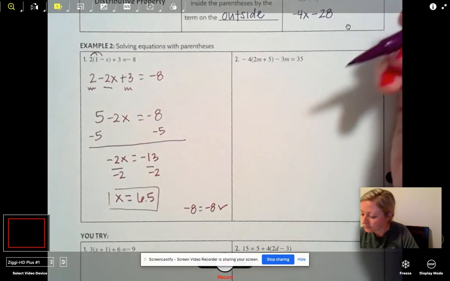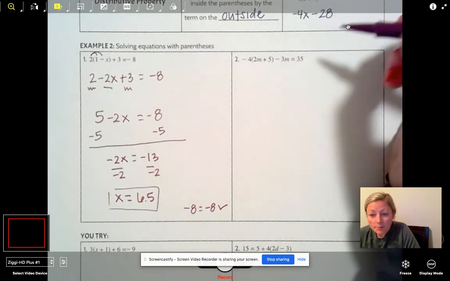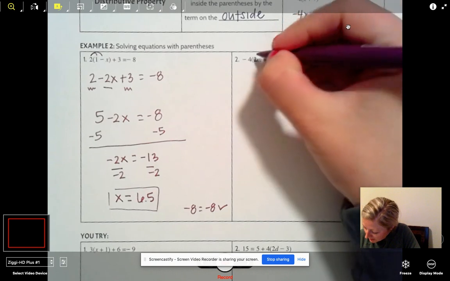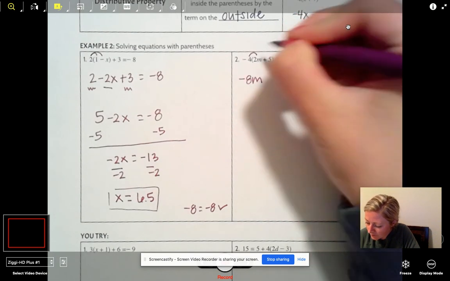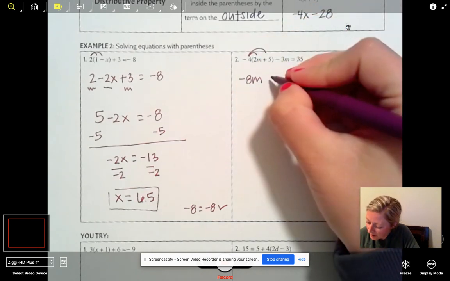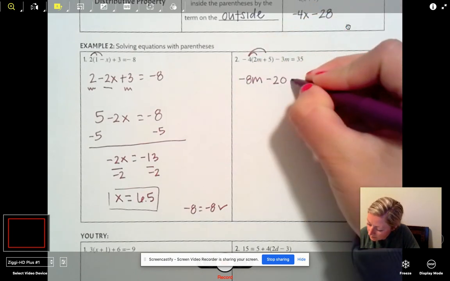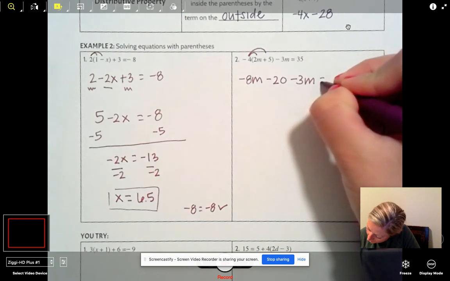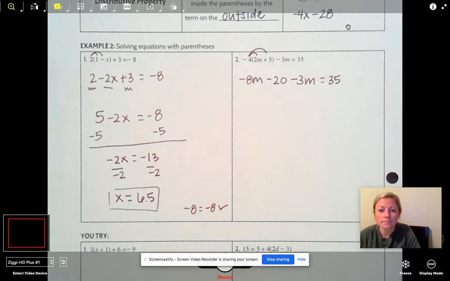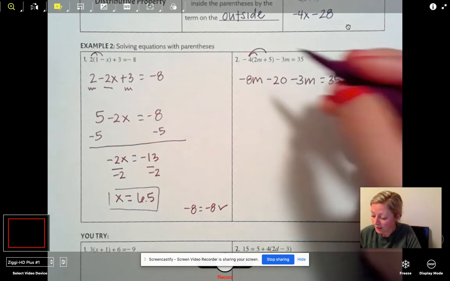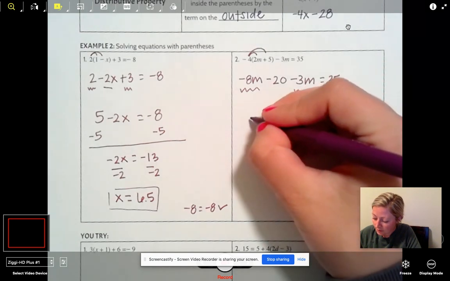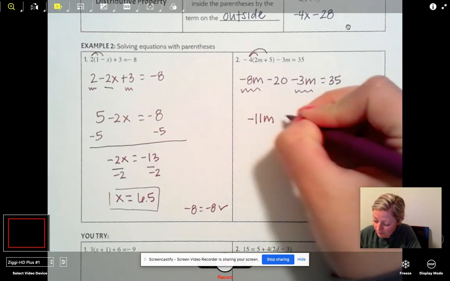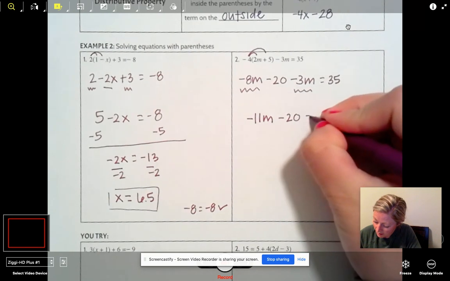Okay, folks. Number 2. Again, we have a set of parentheses, so we need to take care of it. So let's take -4 times 2m and get -8m. -4 times 5 is -20 minus 3m equals 35. Now we need to combine our like terms, so I have some m's I can combine. -8m minus 3 more would be negative 11m minus 20 equals 35.